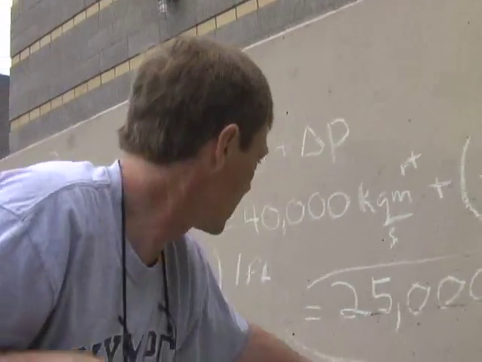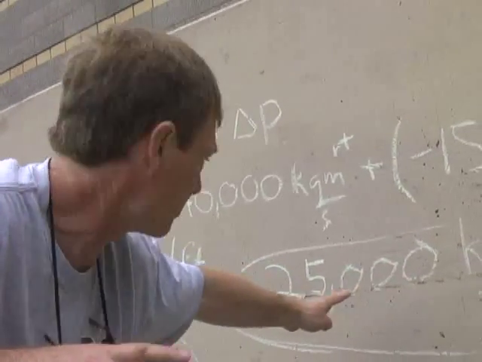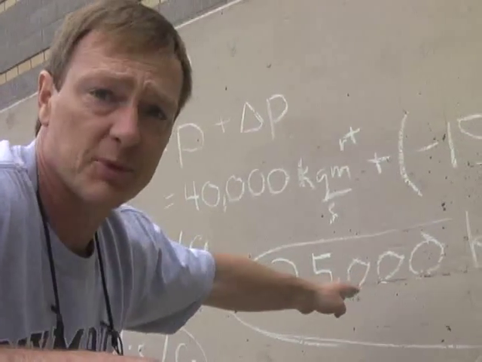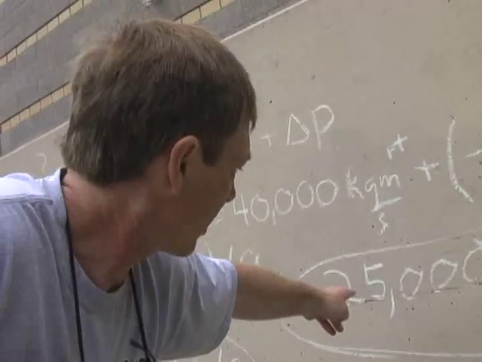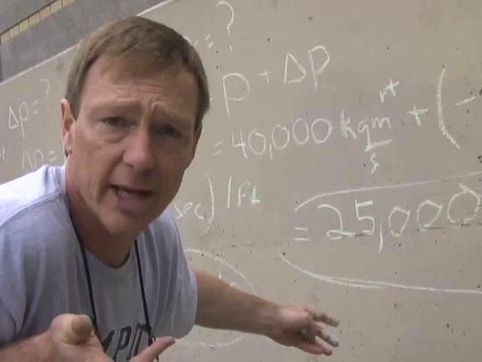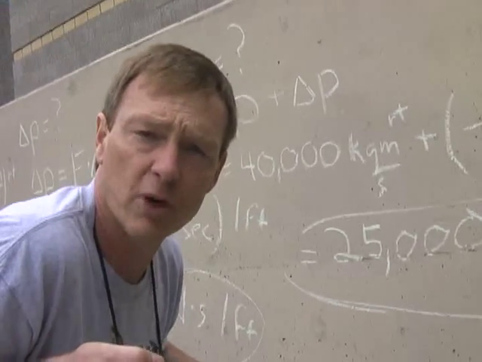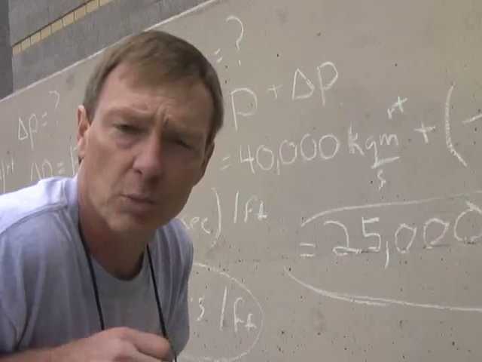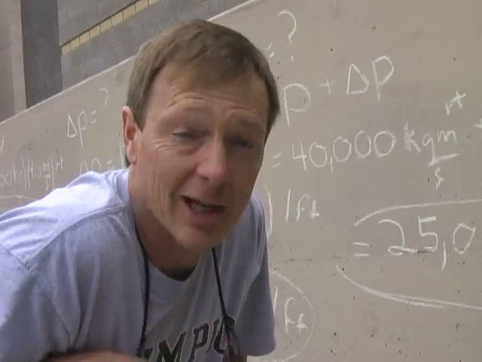But anyway, 25,000 kilogram meters per second to the right is the final momentum. Momentum's mass times velocity. If I divided it by the mass, which is 1,000 kilograms, the new velocity would be 25 meters per second to the right. So in effect, Supergirl, by changing the momentum, slowed the car from 40 meters per second to the right to 25 meters per second to the right. Now we should talk about angular momentum.